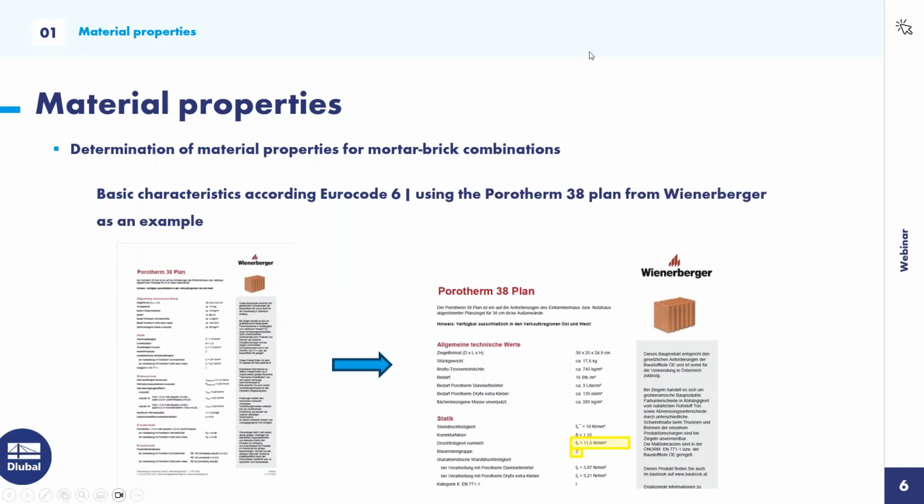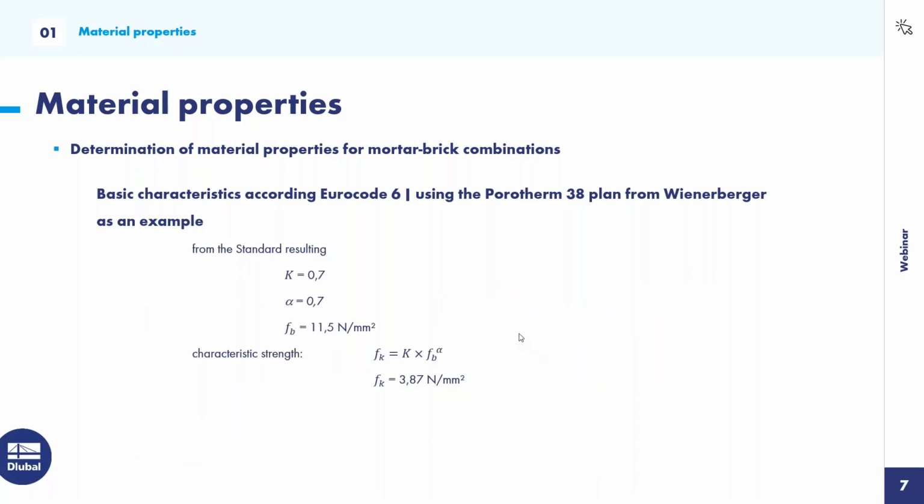When we now choose any product, we can go to the website of a producer, and there you can find data sheets where the producer gives some information about his products. If you choose Porotherm 38, for example, you can find an fb of 11.5 and a stone group of 2. With this information, we can go back to the standard and find that the constant K is 0.7 and the constant alpha 0.72. We have the fb, and with this information we can compute our characteristic strength.